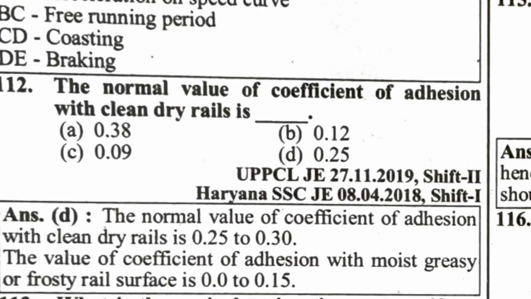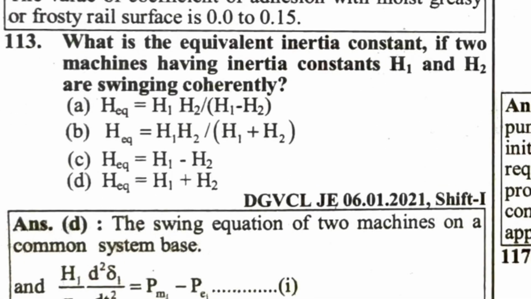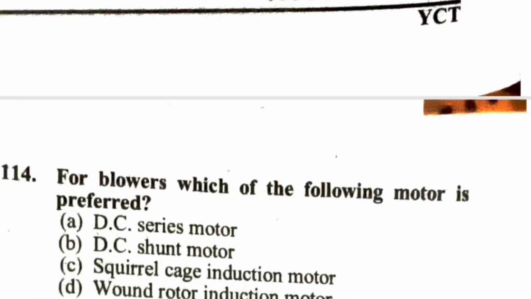The normal value of coefficient of adhesion with clean dry rail is 0.25. What is the equivalent inertia constant if two machines having inertia constants H1 and H2 are swinging coherently? H equivalent is H1 plus H2.